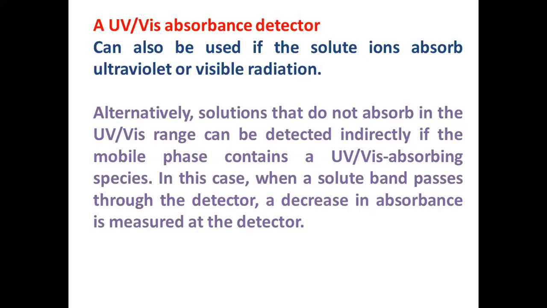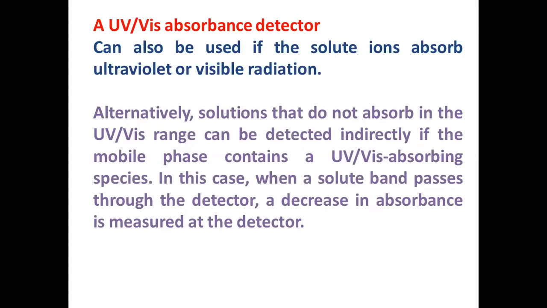And one condition must hold good here. The solute which is coming out of the chromatographic column, or out of the analytical column, or out of the suppressor column must absorb either ultraviolet or visible radiation. The UV absorption detector will give you either absorption or transmission. Absorption of light radiation by the solute, meaning the ionic solute, or the transmission of the light radiation after some amount of the light is absorbed by the solute molecule. So we will measure either absorption or transmission.